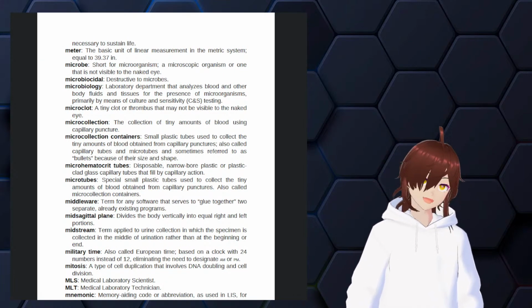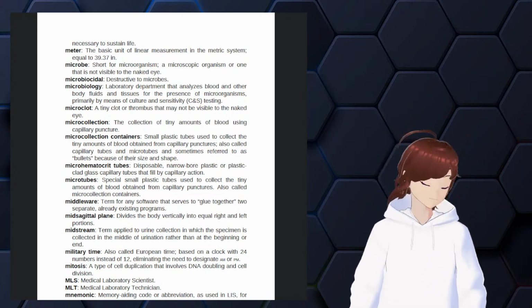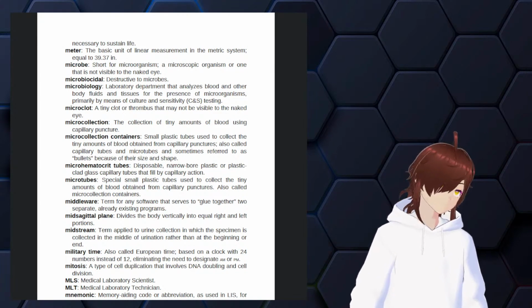Microbicidal, destructive to microbes. Microbiology, laboratory department that analyzes blood and other body fluids and tissues for the presence of microorganisms, primarily by means of culture and sensitivity testing.